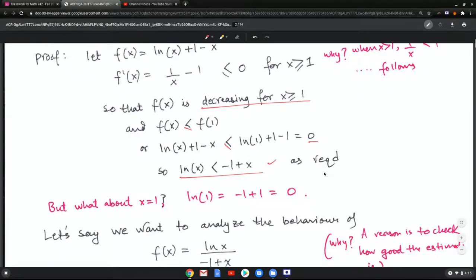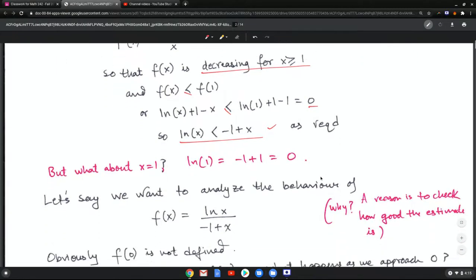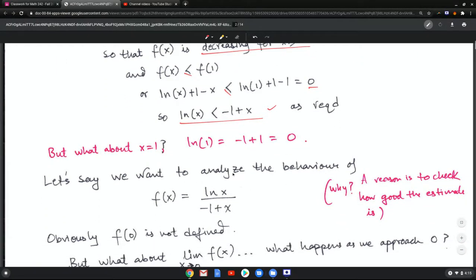Now what happens at 1? At 1, log of 1 is 0. We've seen that by definition. Now from here, I want to analyze the behavior of the ratio of these estimates. So I say f of x is log x over negative 1 plus x, and I want to understand what happens to this function. Why would we want to look at this function? One thing is that we're trying to estimate log of x with a linear function. And by looking at the ratio, we can check how good the estimate is, right? Because if the ratio increases, it means the estimate gets worse for higher values of x and so on.